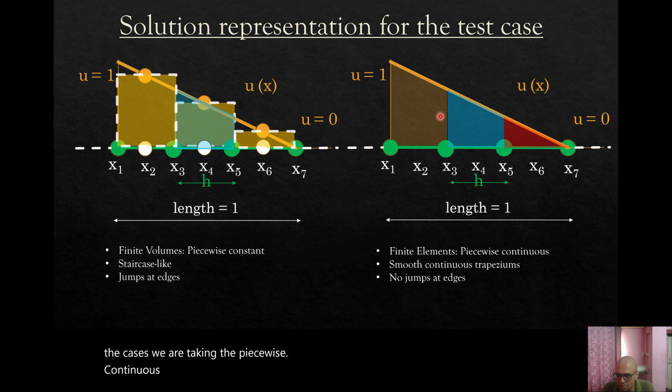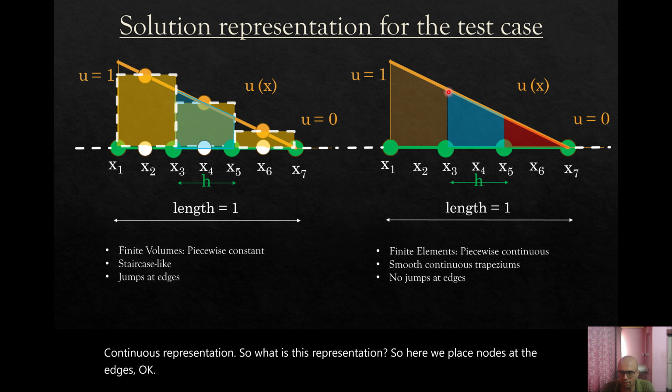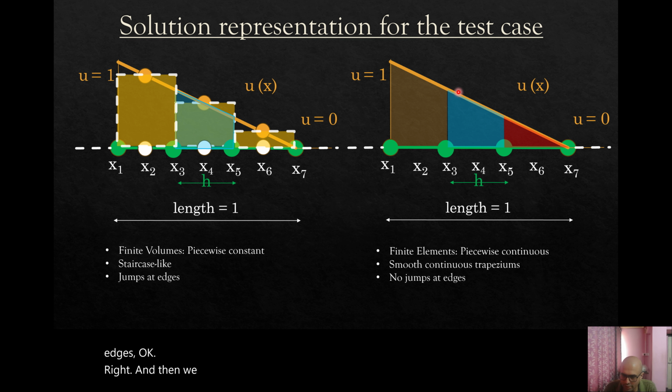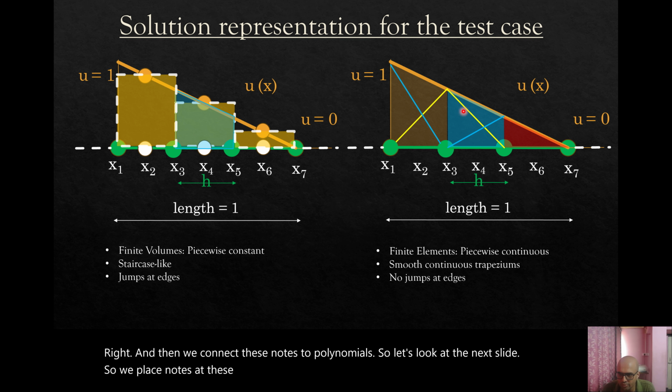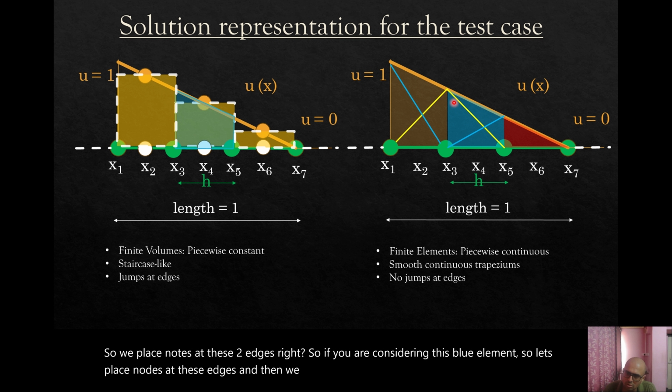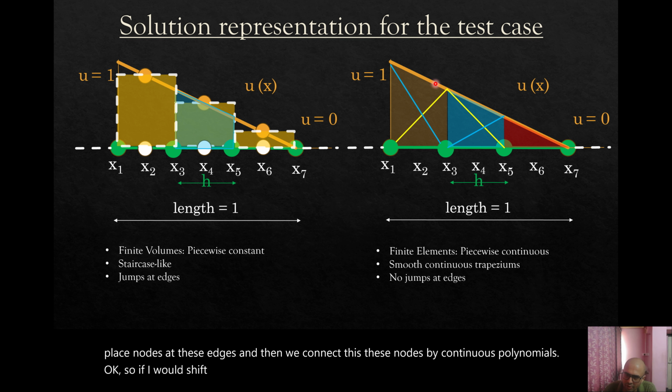So what is this representation? So here we place nodes at the edges. Okay, right, and then we connect these nodes to polynomials. So let's look at the next slide. So we place nodes at these 2 edges, right? So if we are considering this blue element, so let's place nodes at these edges, and then we connect these nodes by continuous polynomials. Okay, so if I would shift this node up, if I would increase the u value, these polynomials would also shift.